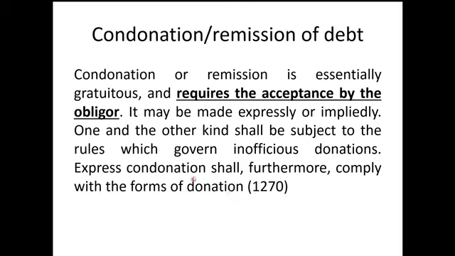Okay, pero required lang kayo mag-comply ng form of donation kung express condonation. Kasi pag implied, hindi. Ano ba example ng implied condonation? Sabi doon, voluntary delivery ng private document evidencing credit made by creditor in favor of the debtor. Kasi halimbawa, yung debtor nag-issue ng promissory note kay creditor. Yung creditor voluntary ni return yung promissory note sa debtor, implied condonation of debt yan. Hindi kayo kailangan mag-comply ng form of donation. Sabi dyan, one and the other kind shall be subject to the rules which govern inofficious donation. Ano bang ibig sabihin ng inofficious? Excessive. Okay, ang rule kasi ganito.